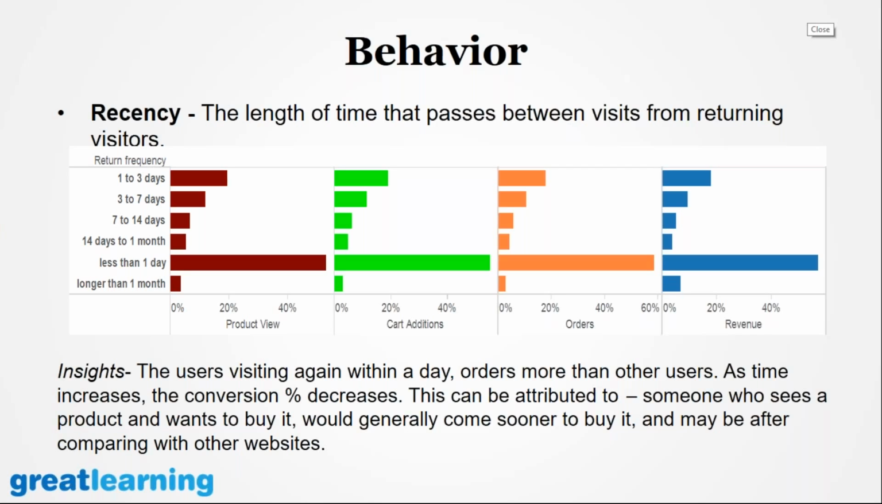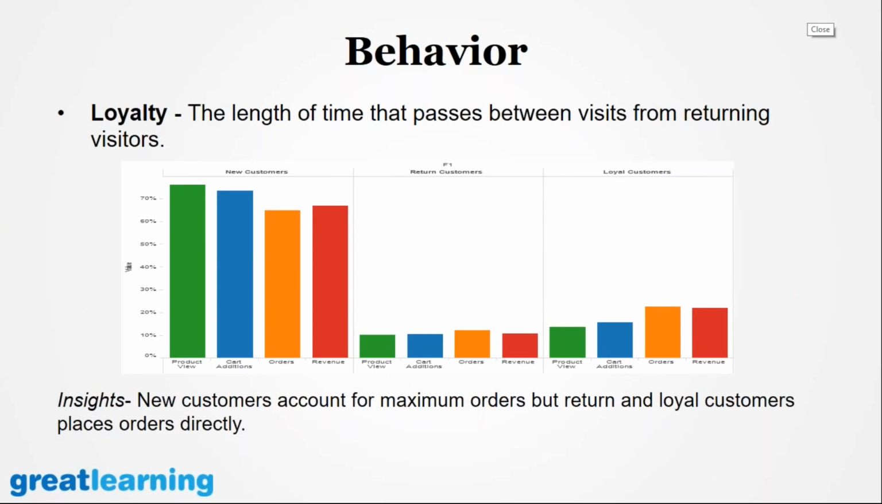This can be attributed to someone who sees a product and wants to buy it, who generally comes sooner to buy it, and maybe after comparing with other sites. So we generally do it like that. We go to one website, see what the product is, what the cost is, go to another site and the third site and see which site is giving me the best price, and we go and do it. So the people who are really focused on that come in less than 1 day of their recent visit and are more likely to order it. That's what this exploratory data analysis is telling us.